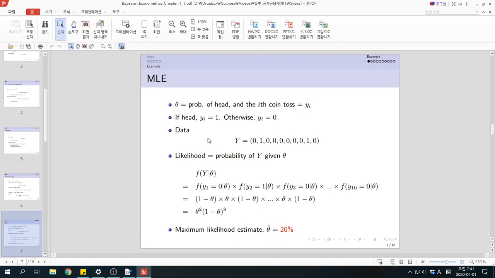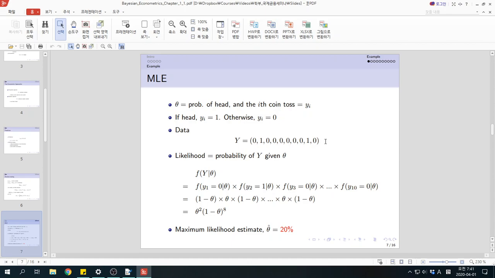Suppose we have 10 observations: 0, 1, 0, 0, 0, 0, 0, 0, 1, 0. So we have 8 zeros and 2 ones. Let's estimate the parameter theta using the frequentist approach. You must have heard of maximum likelihood estimation, which is to obtain the parameter estimates by literally maximizing the likelihood.